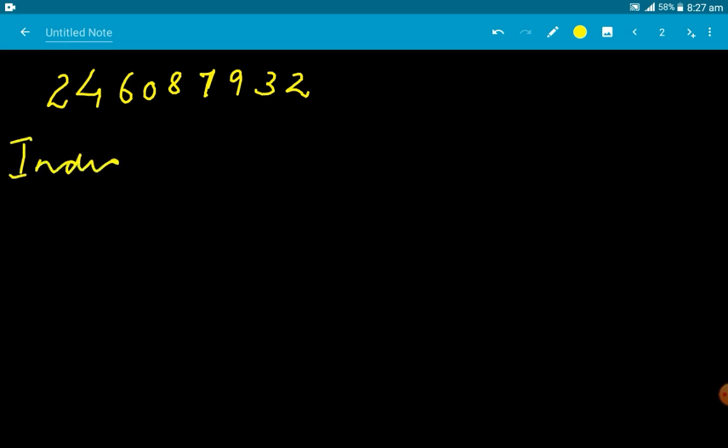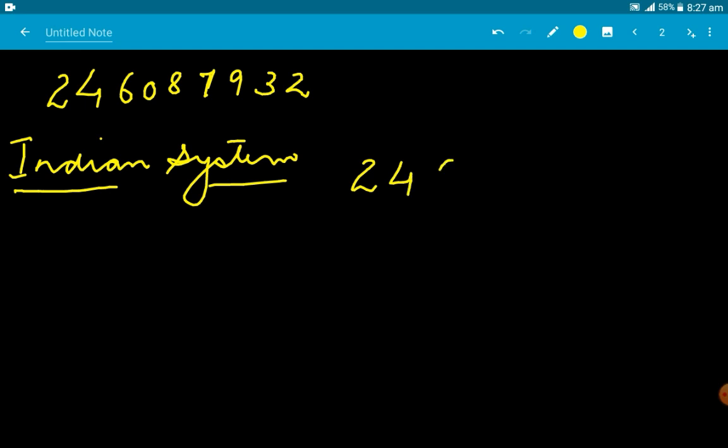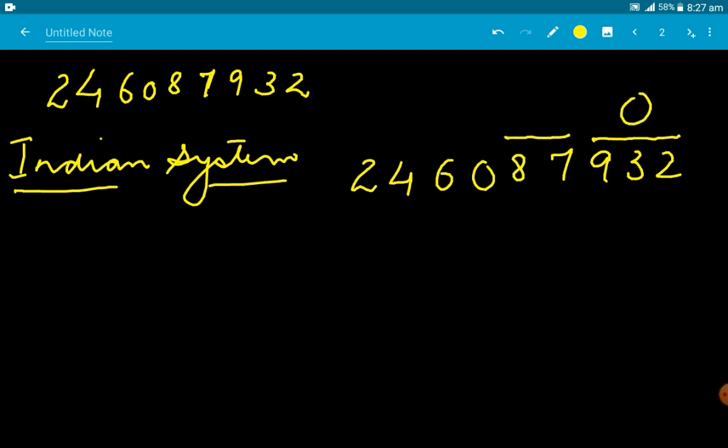So beta, in Indian system, we know the various periods. First of all, write the digits: 2, 4, 6, 0, 8, 7, 9, 3, 2. Now let us divide these digits into various periods. The first period is ones period, then thousands period, then lakhs period, and then crores period. Whenever you write in any system, first of all mention the periods only, not the places. Now it's easy to represent.